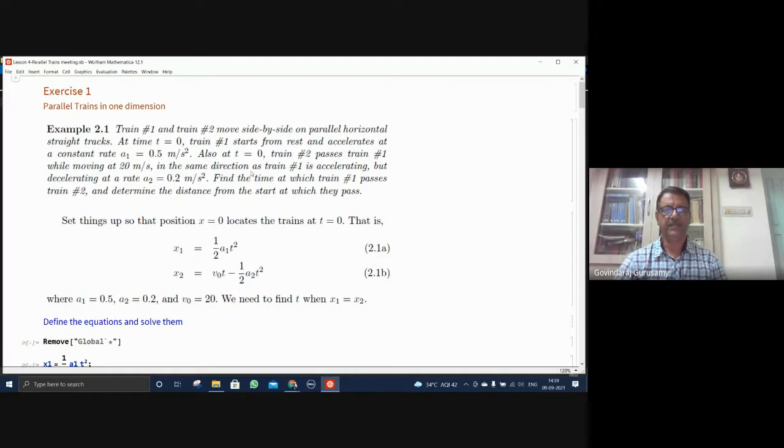X2 at time t equal to 0, V0, just passing with a velocity of 20 meters per second. When this is starting, this is already moving with a velocity of 20 meters per second with a deceleration of 0.2 meters per second squared, which means A2 has a minus sign. Therefore, it's a minus here, t squared. This is x2. So I hope this will be clear for all of you according to the statement of the problem.